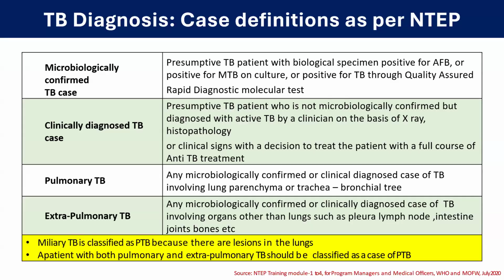When we talk about pulmonary TB, it is any microbiologically confirmed or clinically diagnosed case of TB involving the lung parenchyma, trachea, or the bronchial tree. Extrapulmonary TB is any microbiologically confirmed or clinically diagnosed case of TB involving organs other than the lungs, such as pleura, lymph node, intestine, joints, bones. Any part other than the lungs is considered extrapulmonary TB. Just to note that miliary TB is classified as pulmonary TB because the lesions are in the lungs. A patient with both pulmonary and extrapulmonary TB should be classified as a pulmonary TB patient. So these are some of the case definitions.